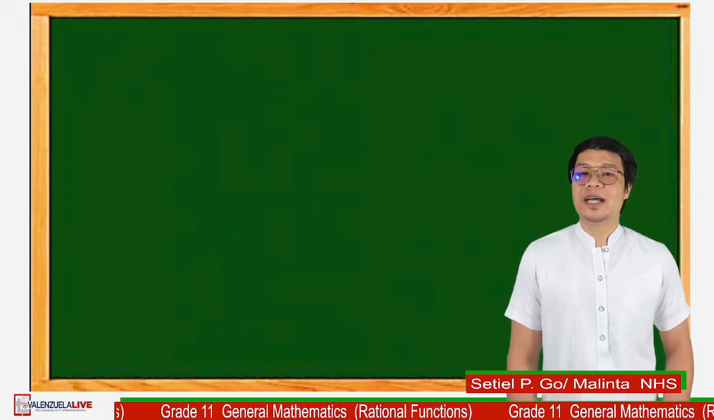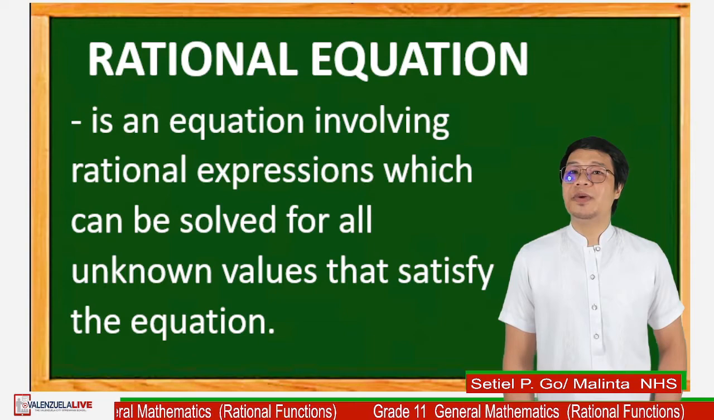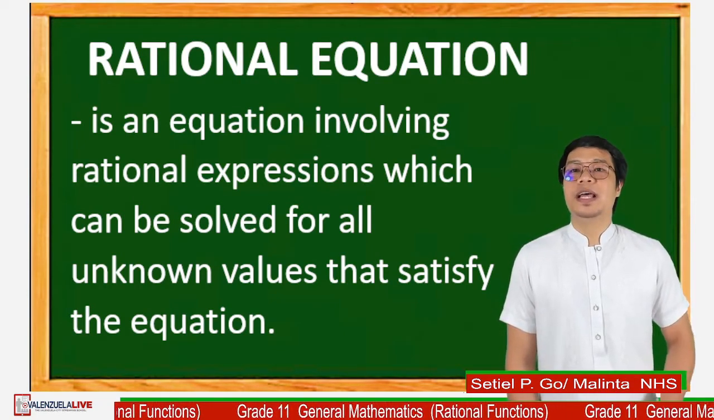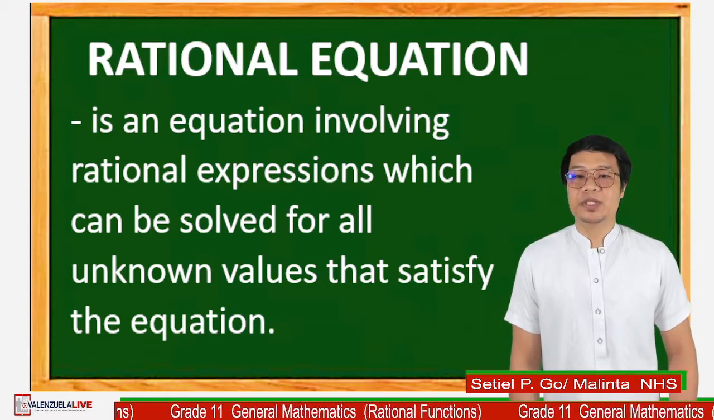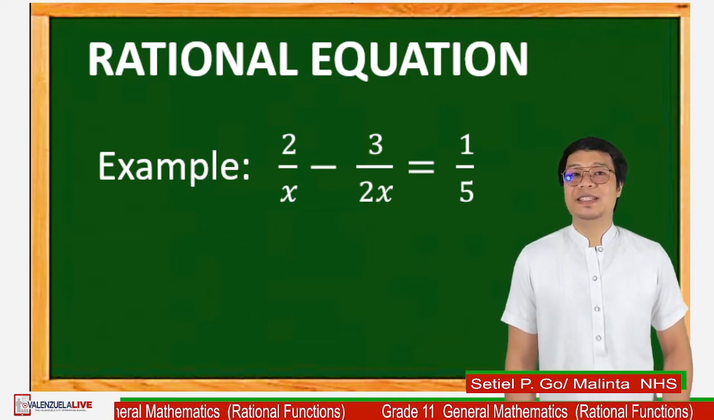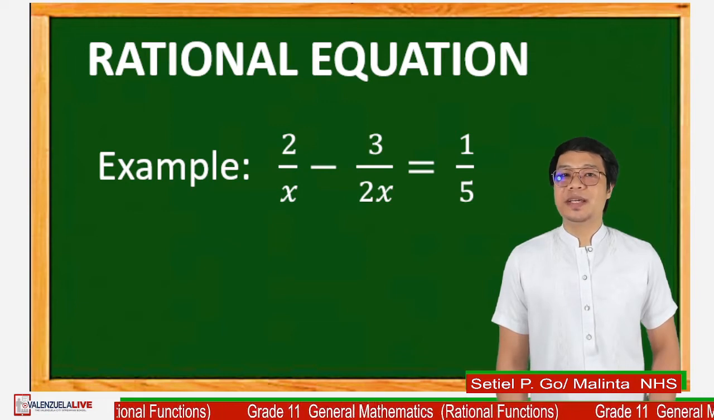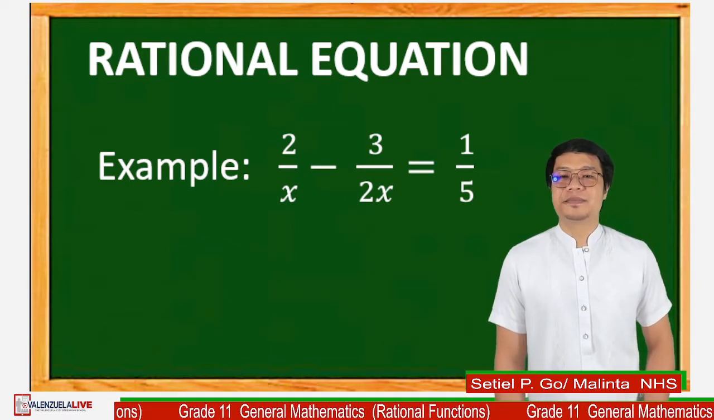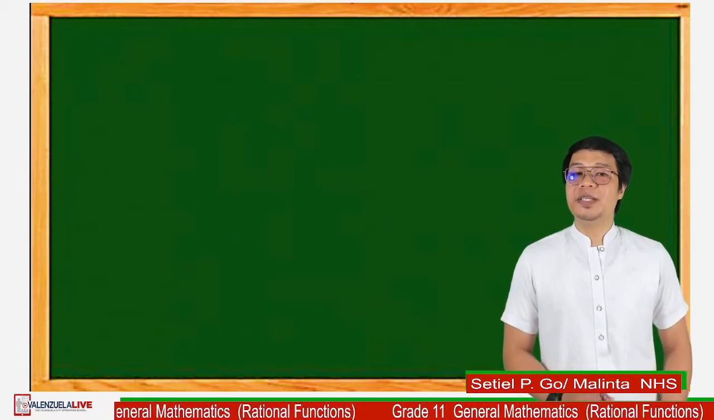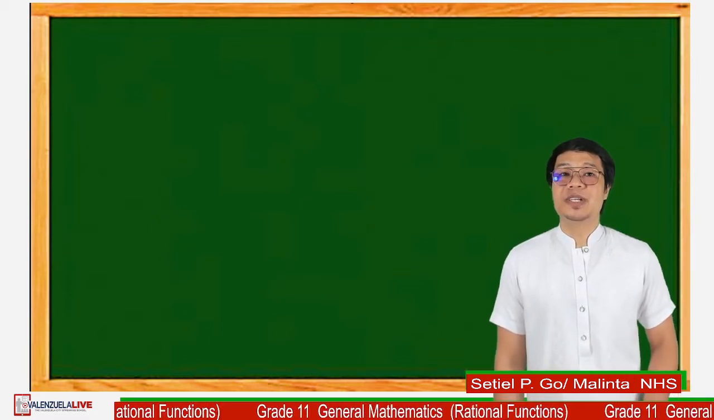Let us now discuss the rational equation. What is a rational equation? A rational equation is an equation involving rational expressions which can be solved for all unknown values that satisfy the equation. This is one of the examples: 2 over (x minus 3) over 2x is equal to 1 over 5. In the equation, there will be a specific value for the given variable. How to solve rational equations?